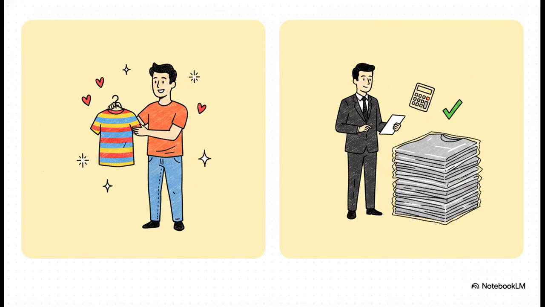Think about it. An individual buys a single t-shirt because the color fits their personal vibe, right? That is pure emotion. But a procurement officer ordering 500 branded uniforms for a company, they couldn't care less about the vibe. They care about bulk pricing, the durability of the fabric, and absolutely guaranteed delivery dates.